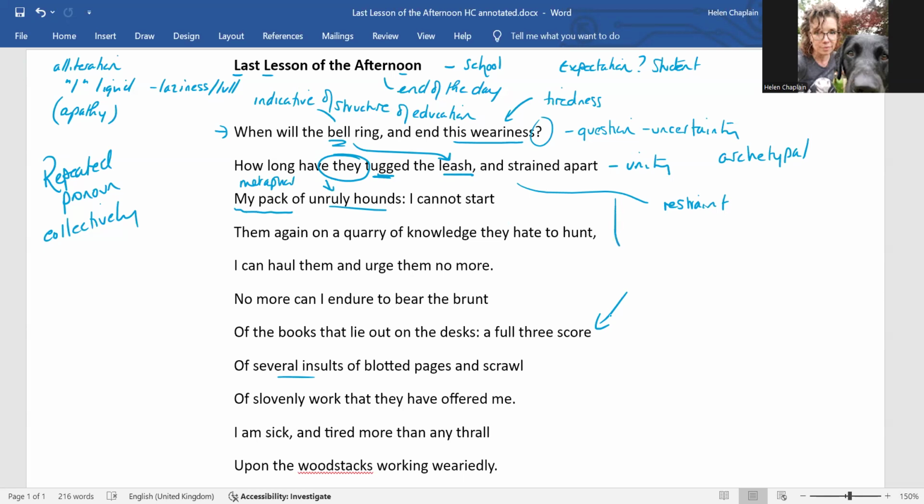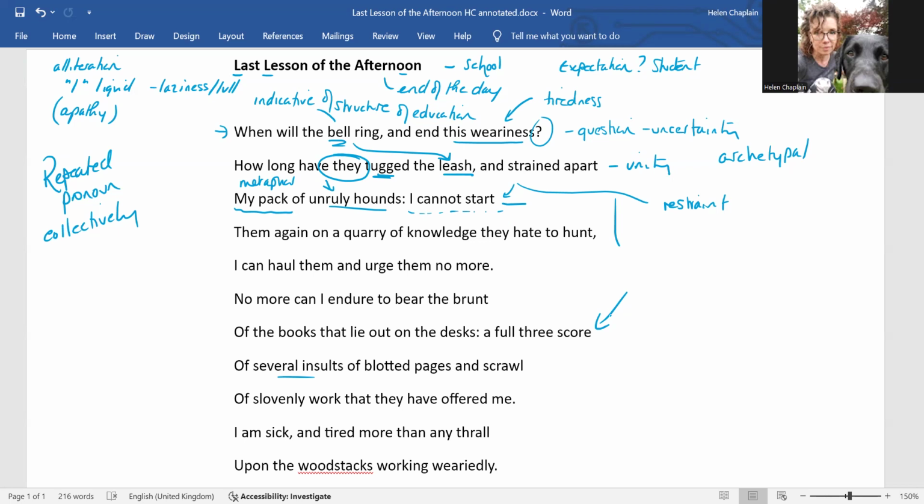And that I cannot start them again is interesting, because the enjambment here, the line break here, gives a double meaning to it. We know because of the enjambed line that it's I cannot start them again on a quarry of knowledge they hate to hunt. So, I can't get them going again in something they don't want to do. But also the line break means that the teacher himself says, I cannot start.